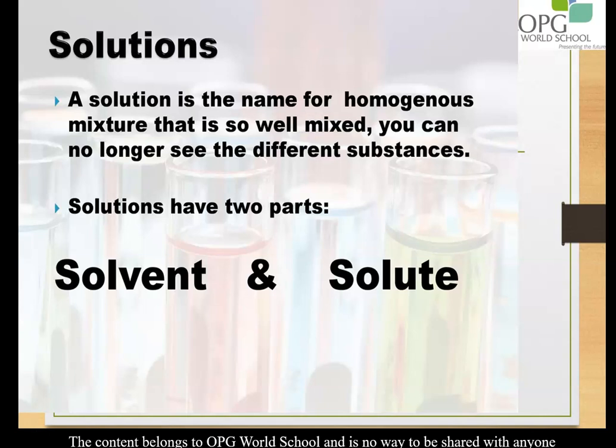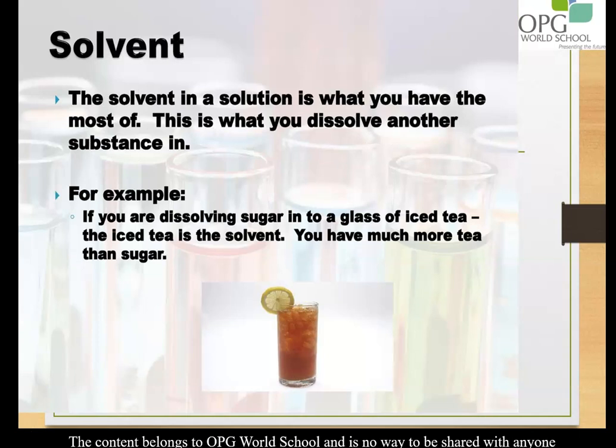A solution is a homogeneous mixture that is so well mixed that we can no longer see the different substances. So a solution is also called a homogeneous mixture. It has mainly two parts, the solvent and the solute. Solvent is what you have the most of. That is what you dissolve another substance in.